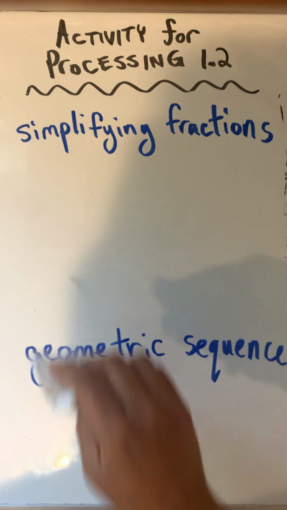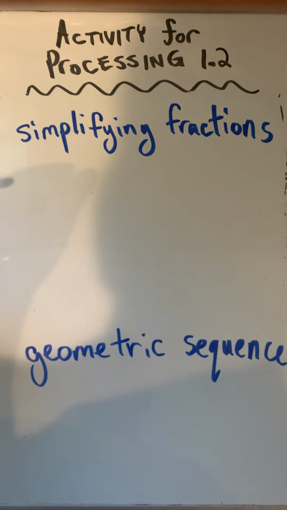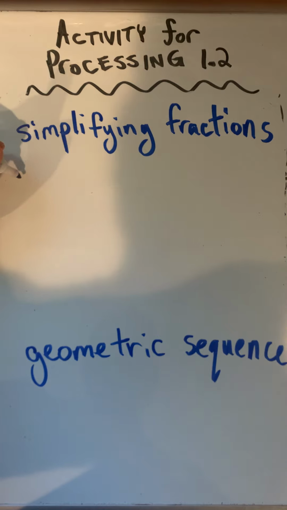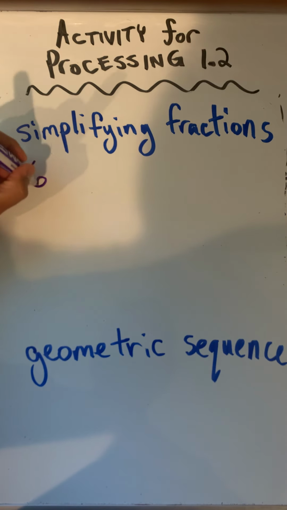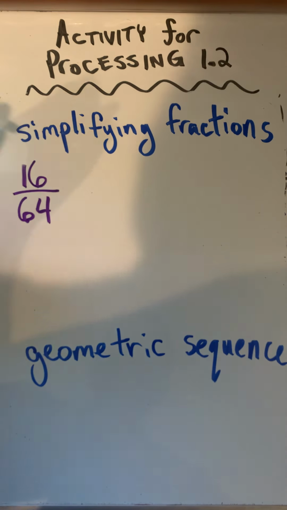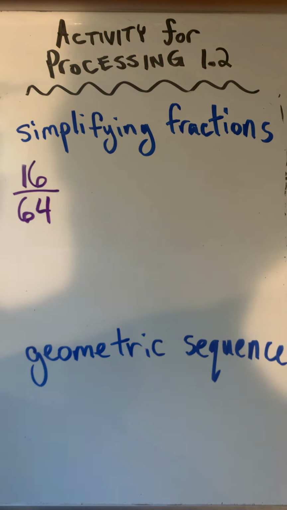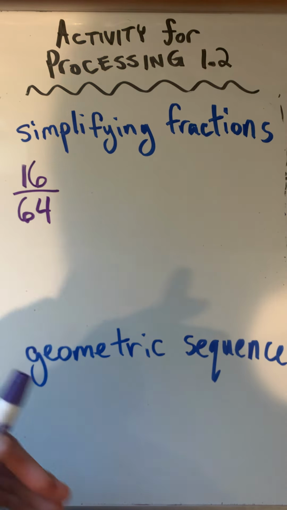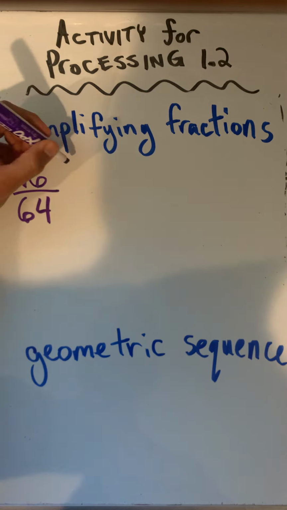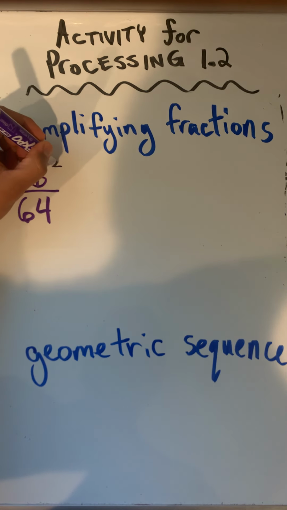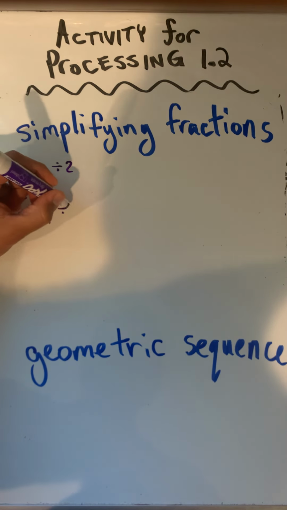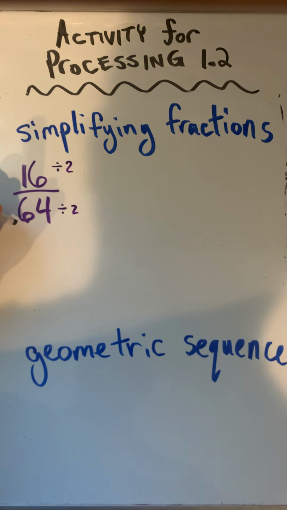All right, so here's my take on it. Simplifying fractions. Let's suppose we have the fraction 16 over 64. I want to reduce this fraction as much as possible. So I like to think of the multiple that 16 and 64 share. There are many multiples they share, but let's say I choose the simplest one. And notice they're both even numbers. So I can divide both the numerator and the denominator by 2.